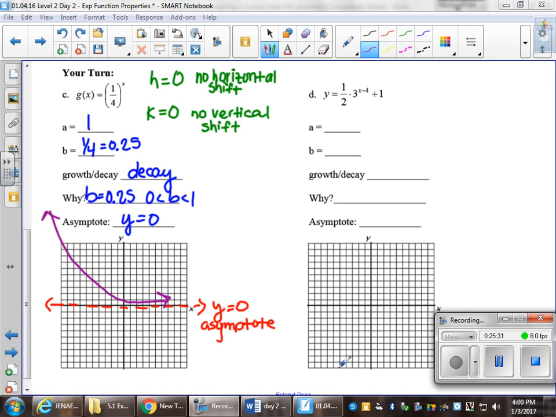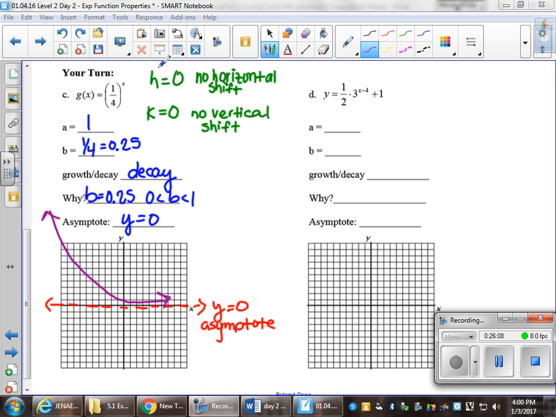Here's my work for C. So go ahead and pause if you want to take a second to compare. I'm going to talk step by step through how I got my answer. So first, I mentally say to myself, y equals A times B. So A has to be an invisible 1 right here that I don't see. A times B. So B is 1/4. I know that 1/4 is 0.25. That tells me that this is decay because B equals 0.25, and 0.25 is definitely between 0 and 1.